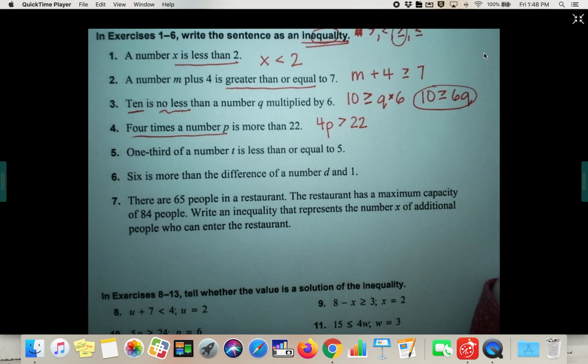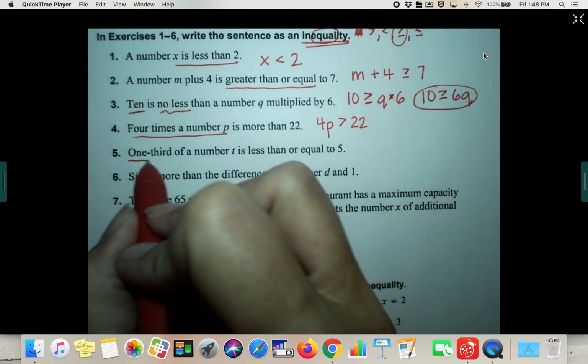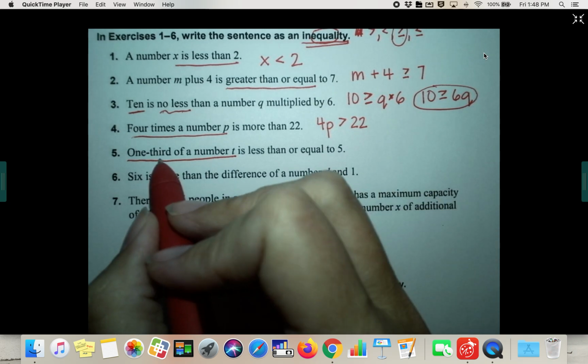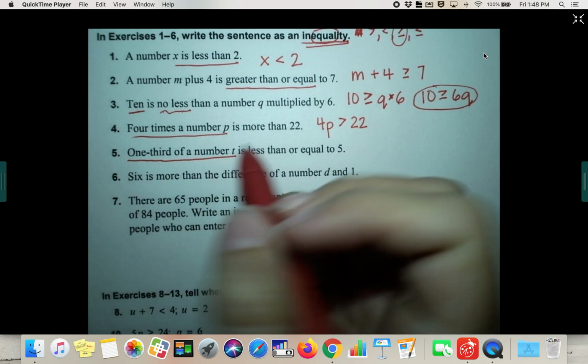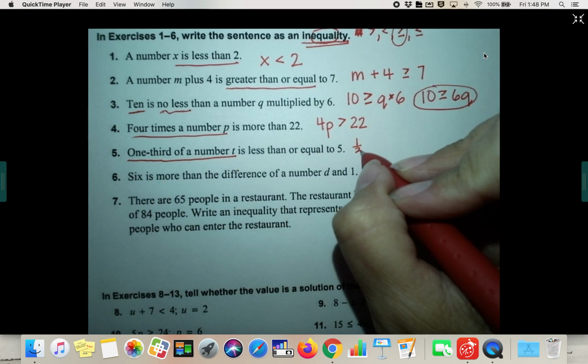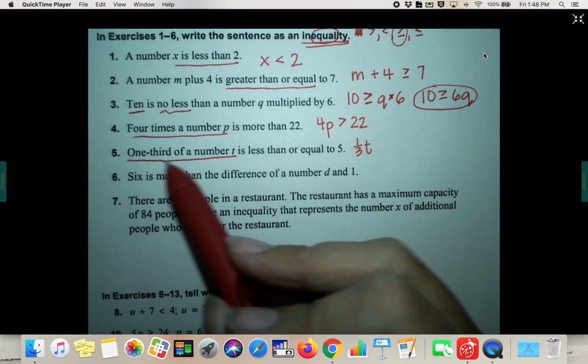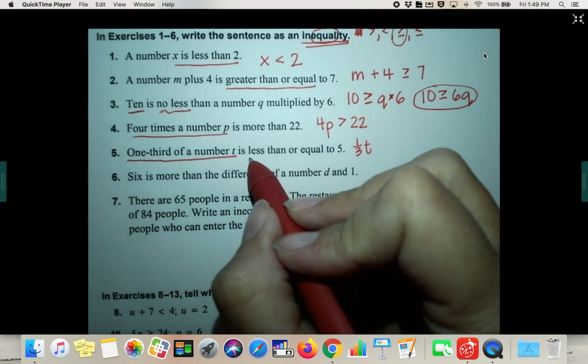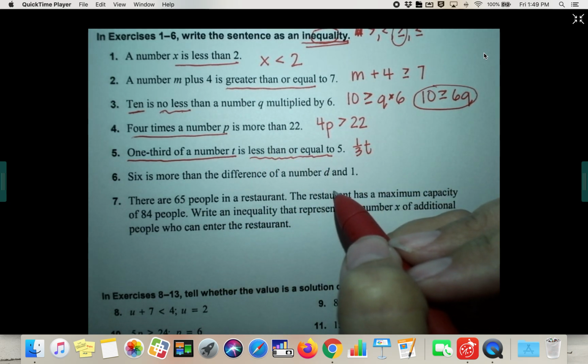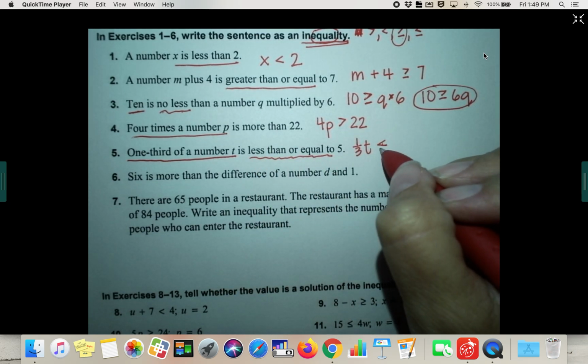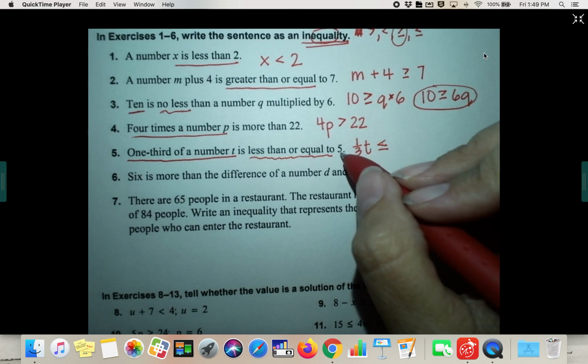All right, number 5, 1/3 of a number t. So 1/3 times t. 1/3 of t means 1/3 times t. Okay, just squish them together. 1/3 t. 1/3 of a number t is less than or equal to, so less than or equal to 5.